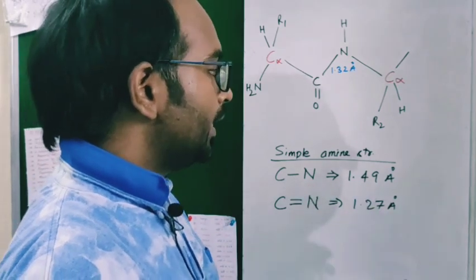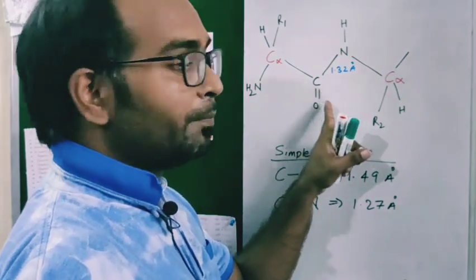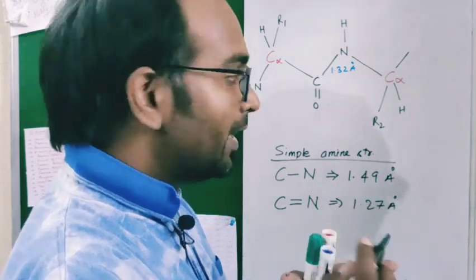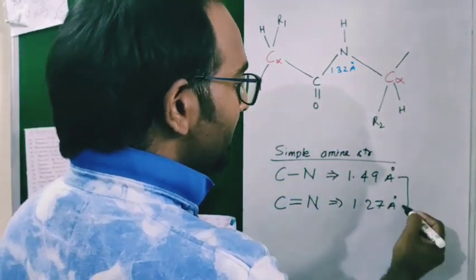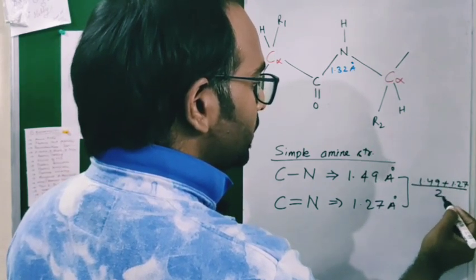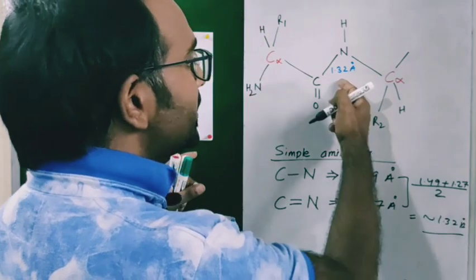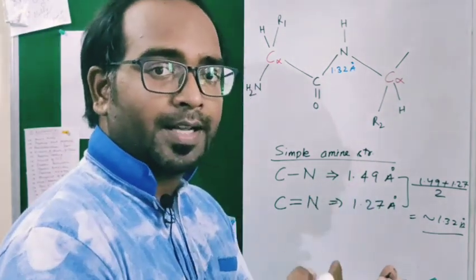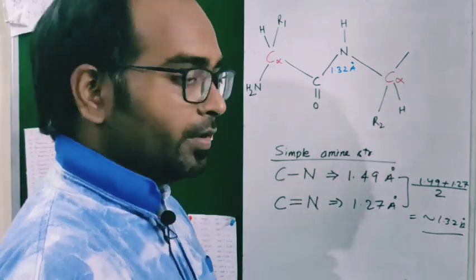And I told you that this is not a completely double bond, and not a completely single bond. So it shifts between the single and double bond. That's why the length of the peptide bond is 1.32. That is the average of 1.49 and 1.27. It comes around 1.32 angstrom, because this is not completely a double bond, not completely a single bond. It resonates between the single and double bond. That's why it is the average of the lengths of the single and double bond, right?